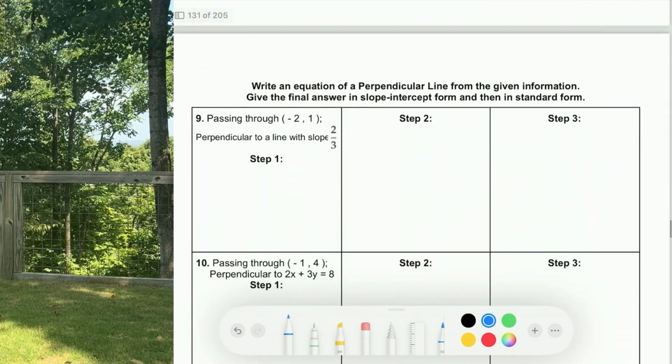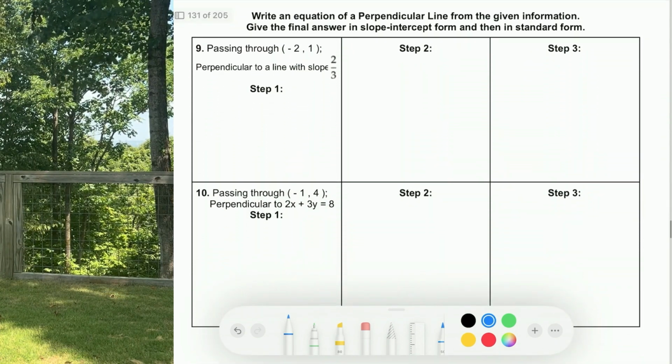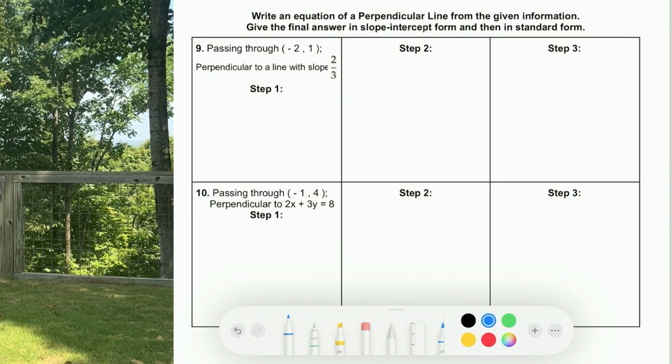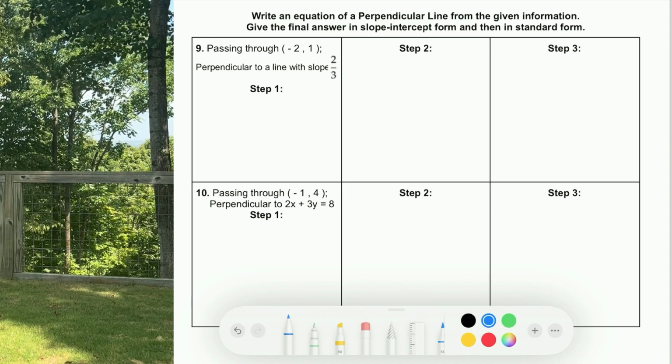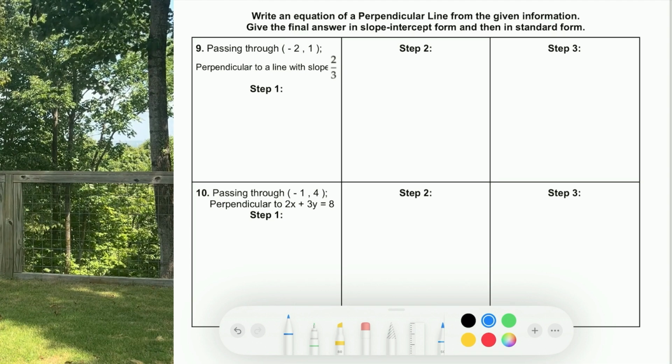All right, let's look at writing an equation of a perpendicular line. So remember, parallel, we have the same slopes. Perpendicular, we have opposite sign, reciprocal. So when we have our slope, we need to make sure we transform it before we use it. In number 9, they were nice and gave us our slope of 2/3.